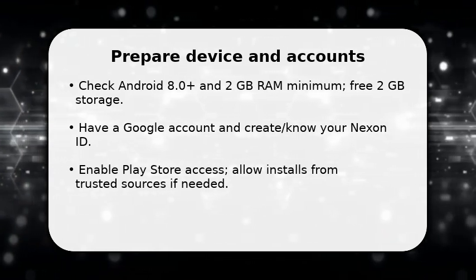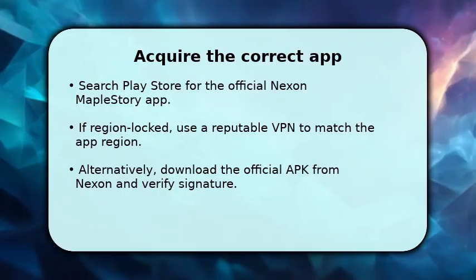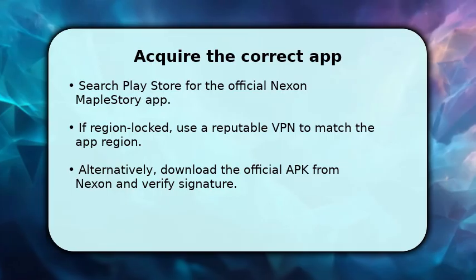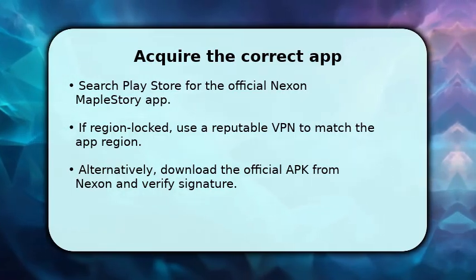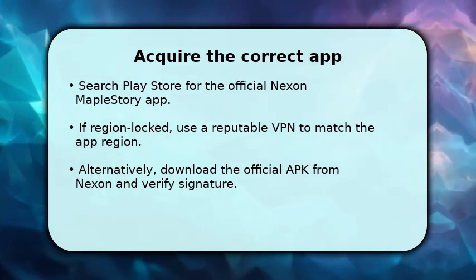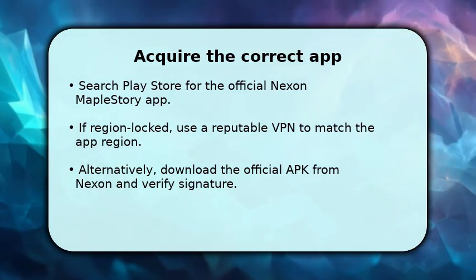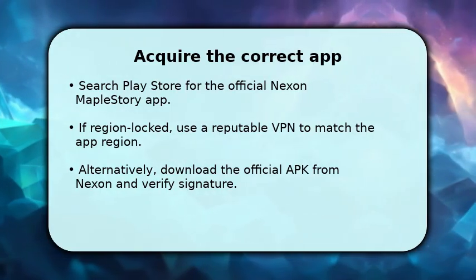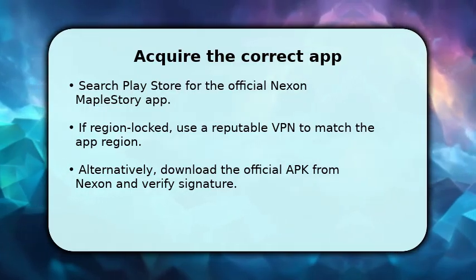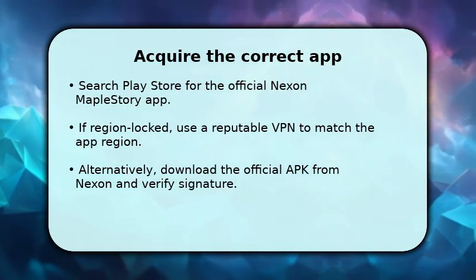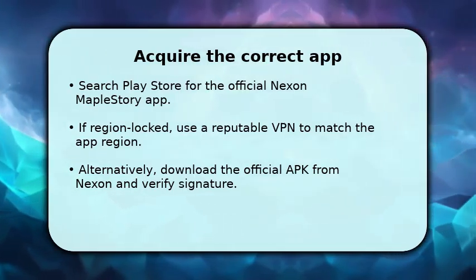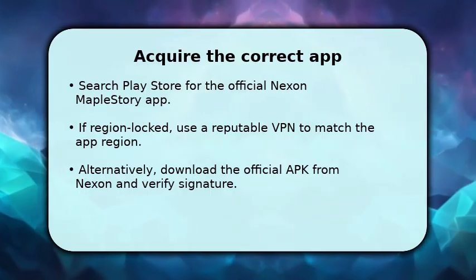Next, get the correct app. First, try the Google Play Store and search for the official Nexon Maplestory entry. Install directly if available. If the store blocks your region, connect a reputable VPN to a country where the game's published, clear Play Store cache, and reopen until the app appears. If you must use an APK, only download from Nexon's verified distribution and verify the app signature. Install and grant required permissions. These steps ensure you have an authentic client.